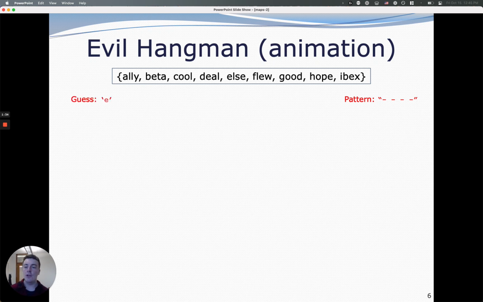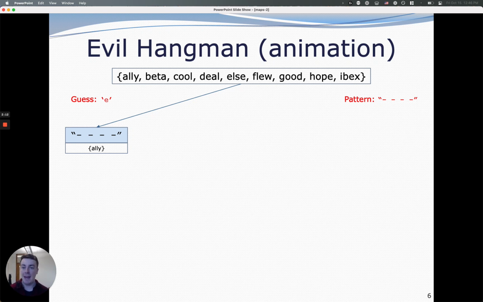Okay, so then the user guesses E. And what we're going to do is go through and make the pattern for each word in this dictionary. Note, the best way to implement this is to go word by word and make the appropriate pattern for it. For example, start with the word ally. Where does E appear in ally? It doesn't appear anywhere. So the pattern, using the current pattern and the guess E for the word ally, results in the pattern with just dashes. There are no E's in there, so there's nothing to update.